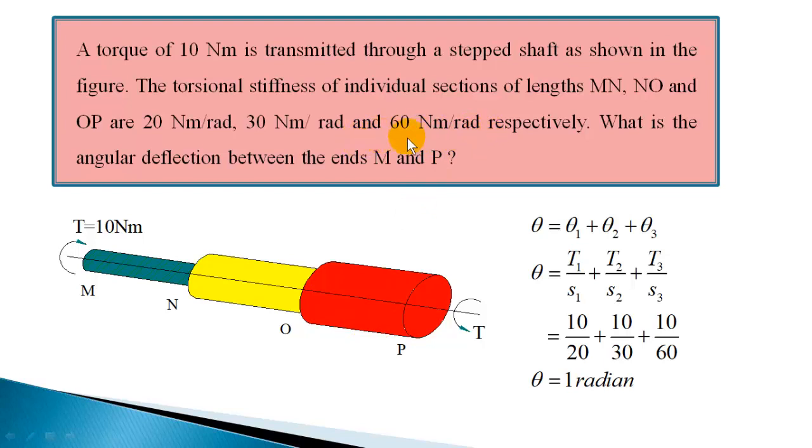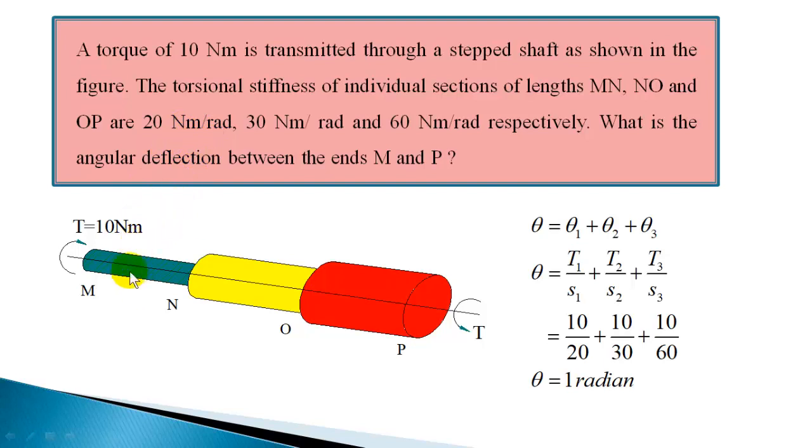So you are given the stiffness of the 3 sections, and you also know that the torque transmitted by all the 3 sections is the same, because torque is only applied at the ends. So all the sections are carrying the same torque, 10 Newton meter. So you can find the angular twist in individual sections as the torque divided by stiffness, because if stiffness is the torque required to produce unit angular twist, torque divided by stiffness will give the angular twist undergone.